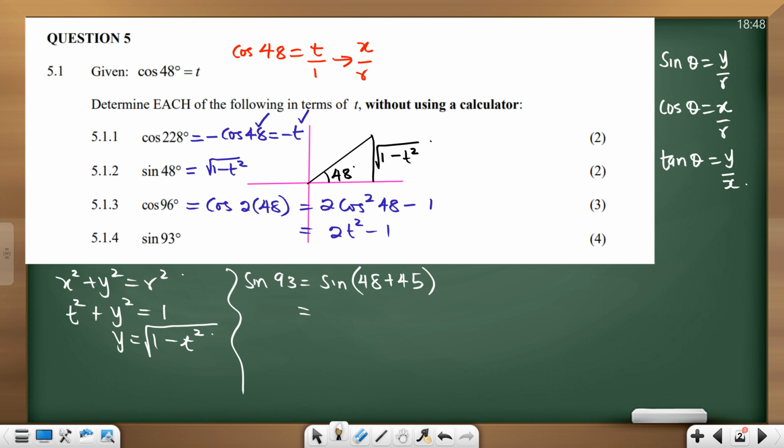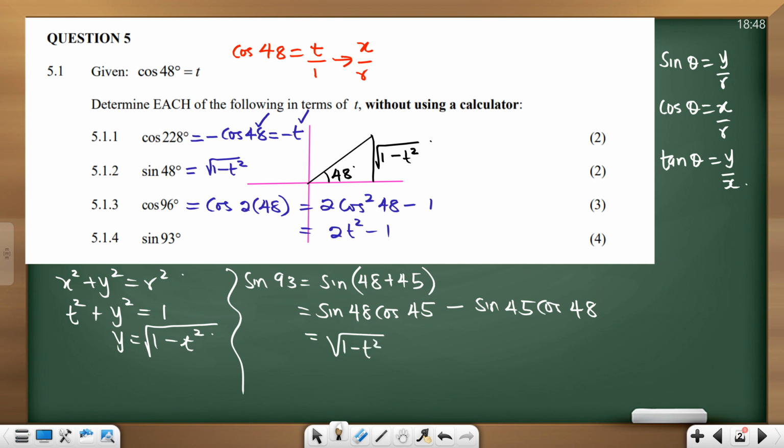Which then gives me what? For sine, what do we have? Sine 48 cos 45 plus sine 45 cos 48. Make sense? So I know sine 48. That's why they gave me earlier on: root of 1 minus t squared.